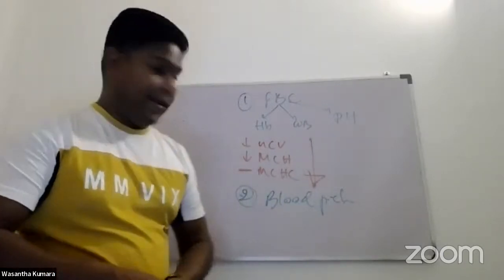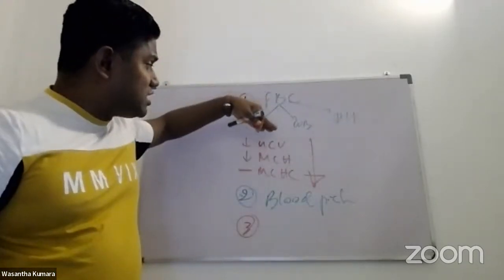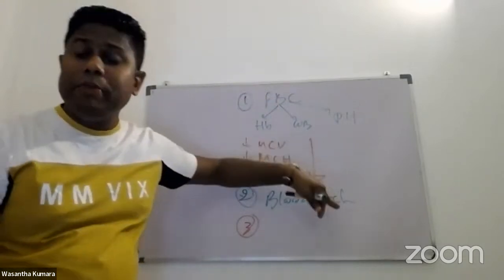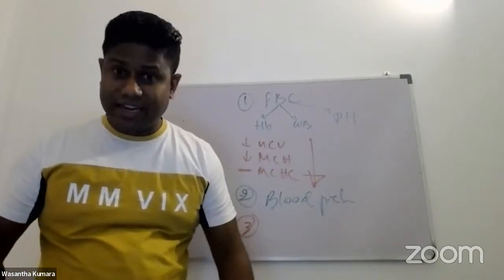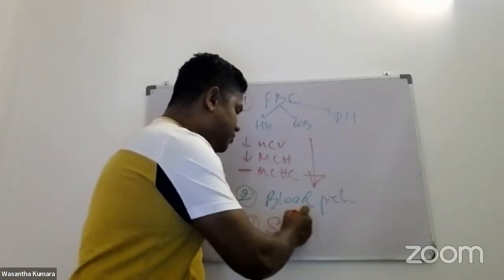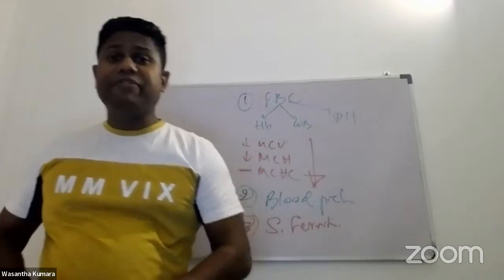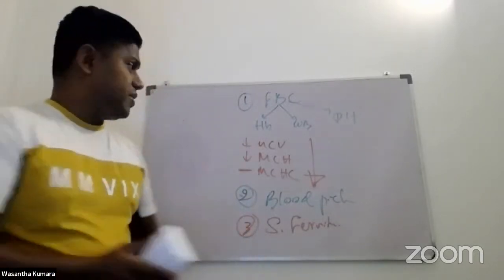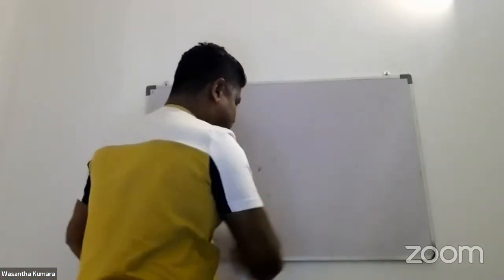Okay. Then what is the next step now? If the hemoglobin is low, MCV is low, MCH low, MCHC also low, and the blood picture shows a hypochromic microcytic picture, then iron deficiency anemia is likely. What is the diagnostic test for iron deficiency anemia? That is serum ferritin. That is confirmatory of iron deficiency anemia in pregnancy. Okay? This is how you do the investigations.